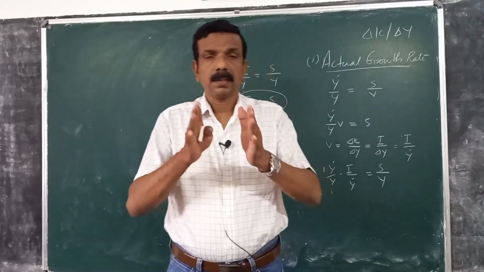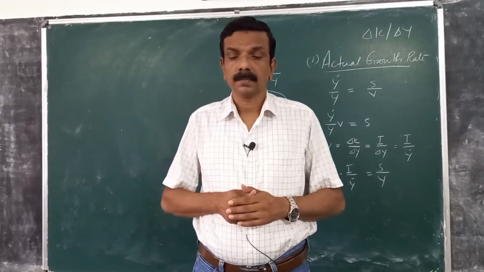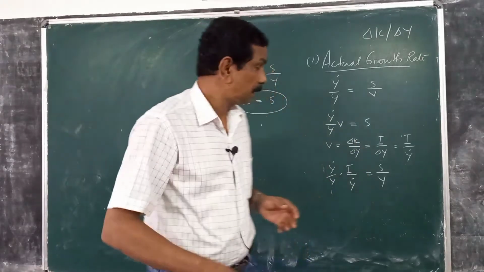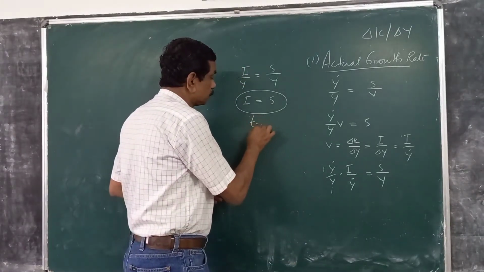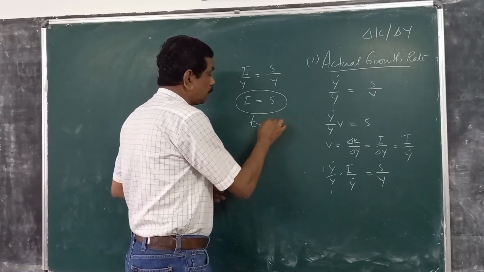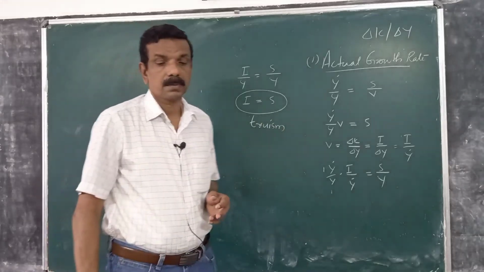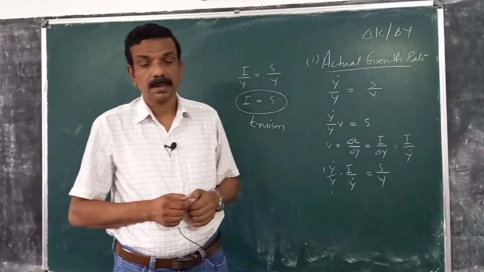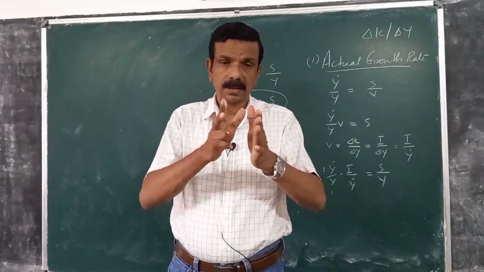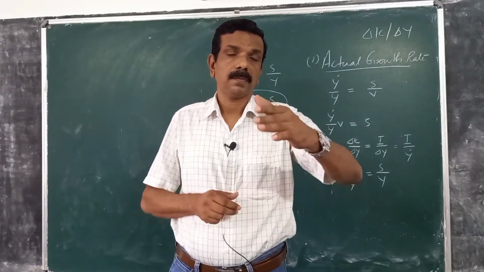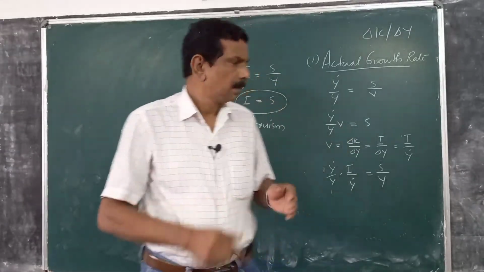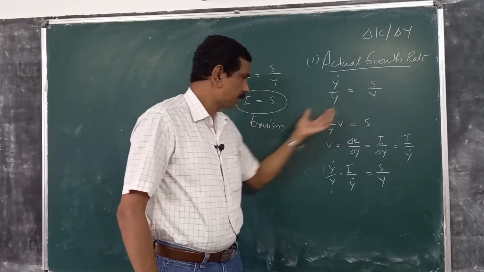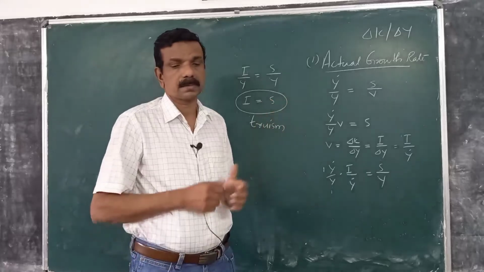Now, if a marginal capital output ratio is given, this interpretation shows that the fundamental equation is a truism. Truism means it is necessarily true and follows from the definitions. That is, delta y by y is equal to s by v ensures that I is equal to s.